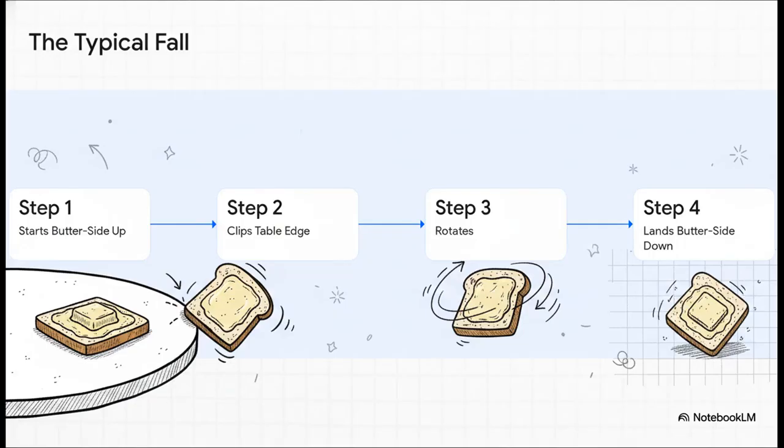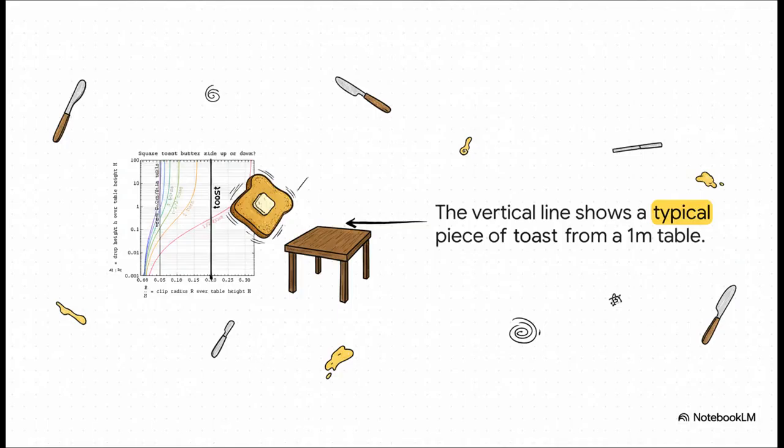So let's picture the classic crime scene, right? Your toast is sitting there, butter side up. It gets nudged, it slides, and the edge just catches the side of the table on its way down. That little clip is what kicks off the entire rotation. So, where are we on this chart?